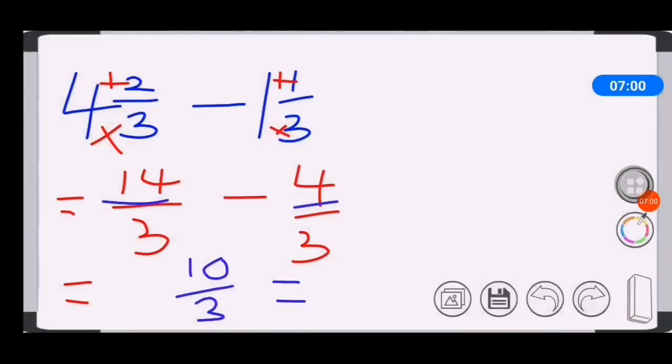10 divided by 3, what will be the answer? 10 divided by 3, it's 3 whole, right? 3 goes into 10 3 times. The remainder will be 1 over 3. So the answer is 3 whole, 1 over 3. Got it? Got it? Great.